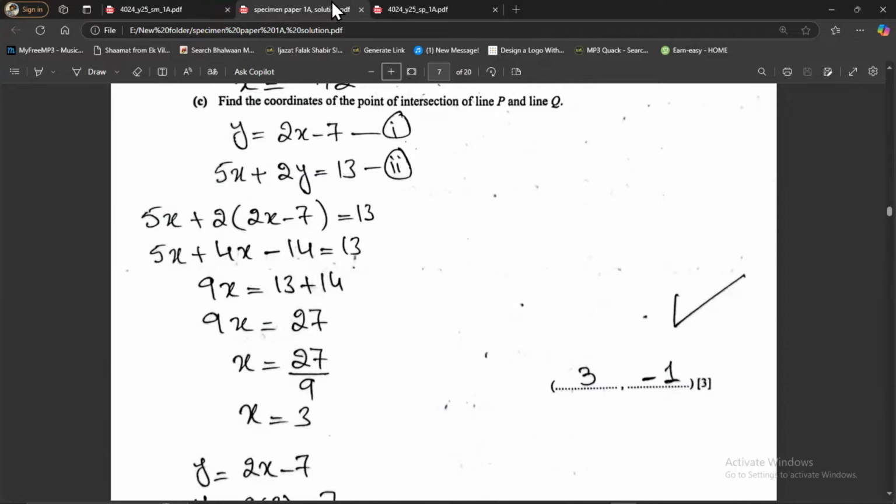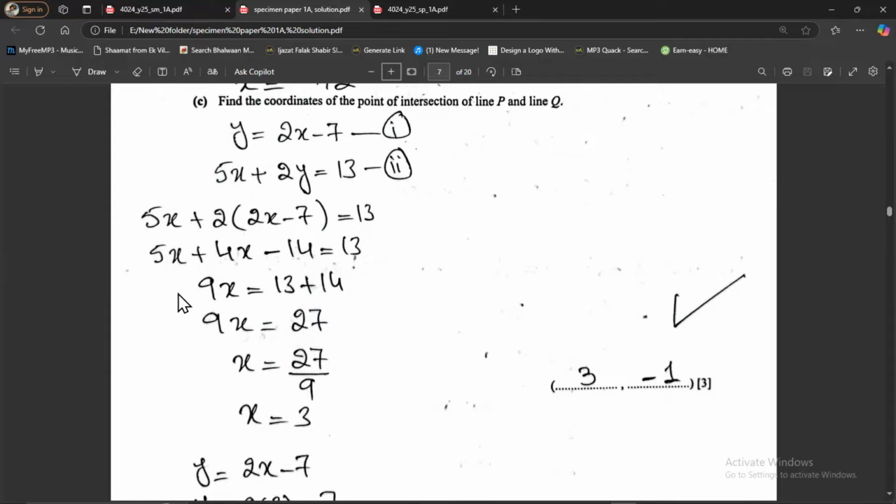So one equation is y is equals to 2x minus 7. The other equation is 5x plus 2y equals to 13. So in the place of y, in the second equation, I will substitute the y equals to 2x minus 7. So you will have 5x plus 2 bracket, in the place of y, I will put this value, 2x minus 7 bracket close equals to 13. So you will have 5x plus 4x minus 14 equals to 13.